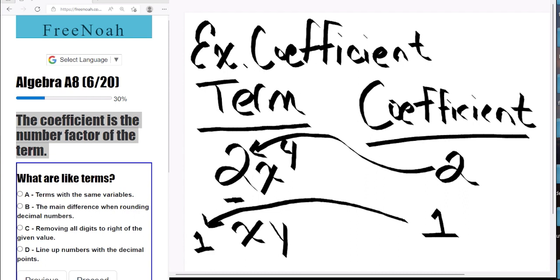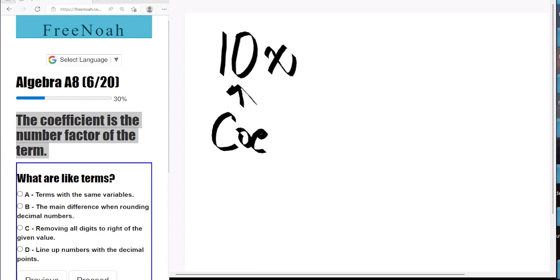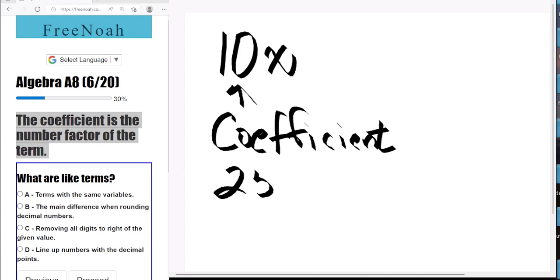All right. Let's move on to another example. How about 10x? What is the coefficient in 10x? Well, the coefficient in 10x is simply just a 10. How about 25ab? What is the coefficient there? Well, it's going to be the number 25. That is the coefficient because the coefficient is the number factor of the term.